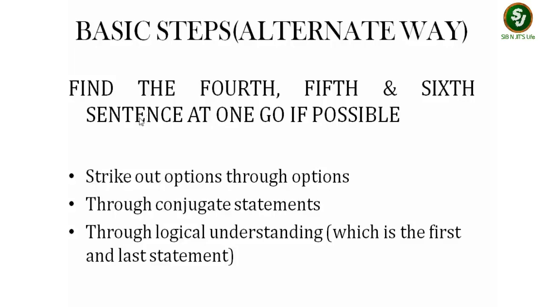Then strike out options through options. You have to keep on striking the options and try to find out this 4th, 5th and 6th sentences at one go. Through conjugate statements, if we have a sequence following one after the another, or through logical understanding, which is the first and last statement. If you can correctly identify the first and the last statement, then one after the another, the sequence becomes very easy.